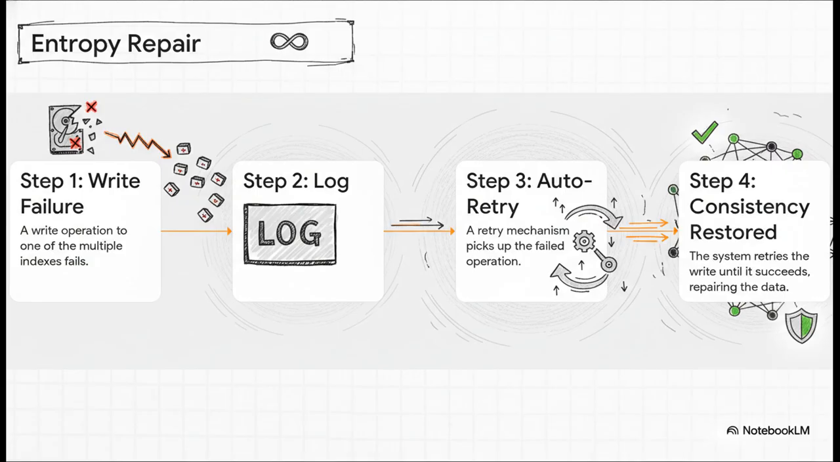And, of course, they have a safety net for that model, so when a write fails, it doesn't just disappear. No way. The failed operation gets sent to a special log. Then, an automated system comes along, picks up that failed message, and just keeps trying to write it again and again until it finally succeeds. They have a cool name for it, entropy repair, and it's their guarantee that data never gets permanently lost just because of some temporary network glitch.